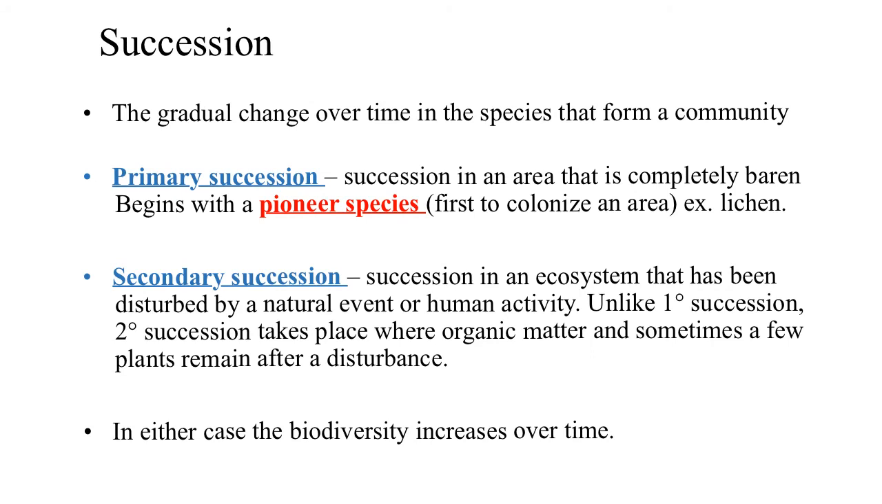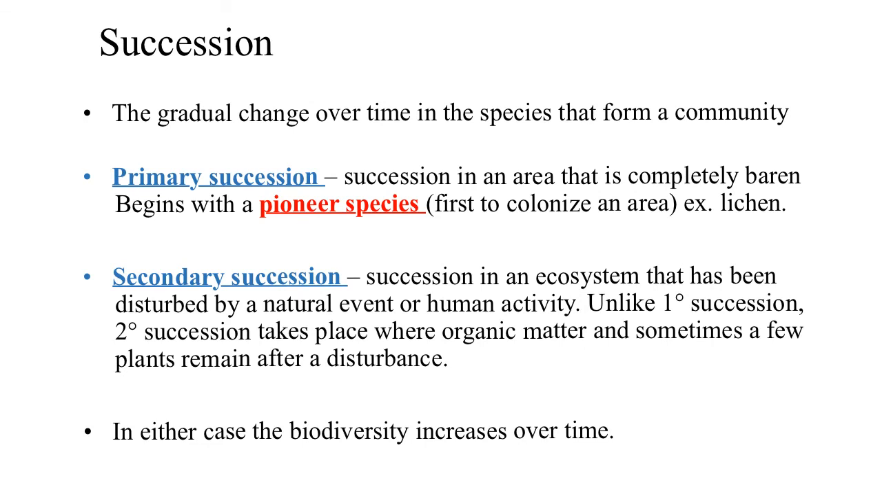Clear cutting of forests, so where we go and whack down all the trees, that causes a huge disturbance. And sometimes we do that to harvest the materials, and sometimes we're just clearing land for agriculture or construction of roads or buildings. And so together these natural or human activities wipe out the ecosystem. Secondary succession occurs after one of these events.